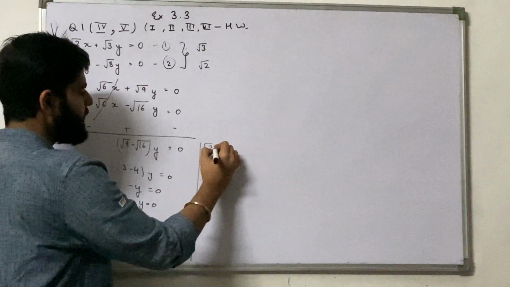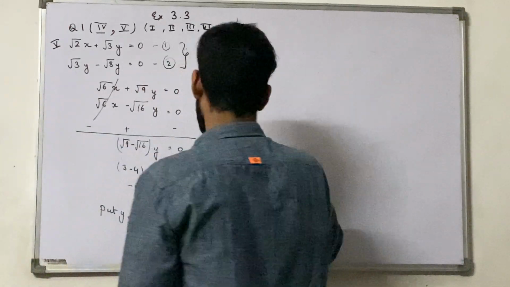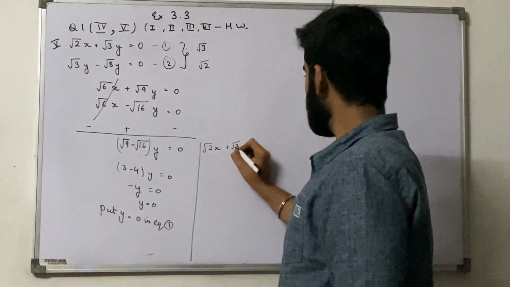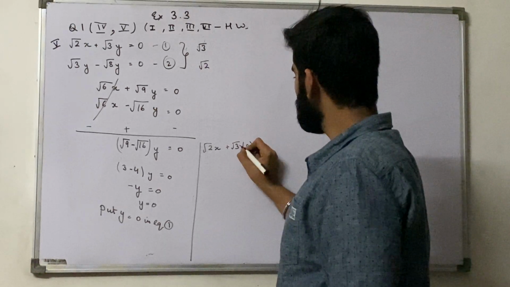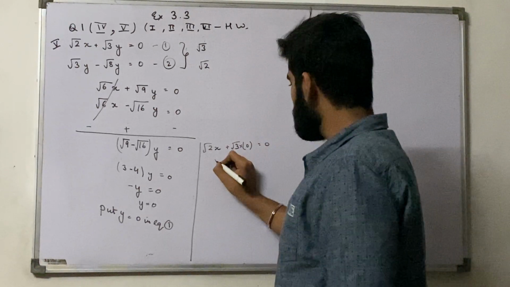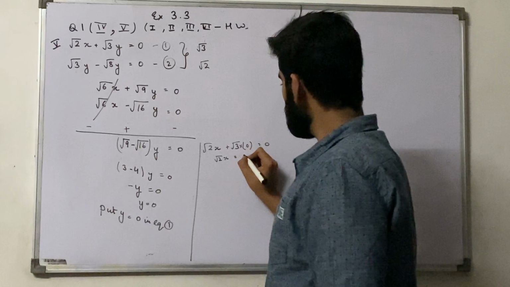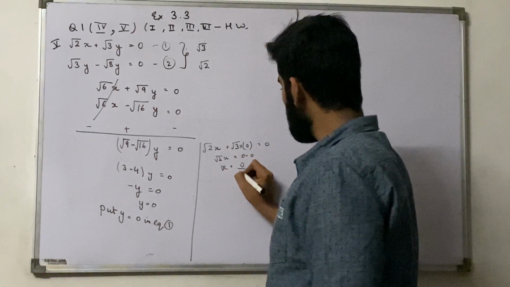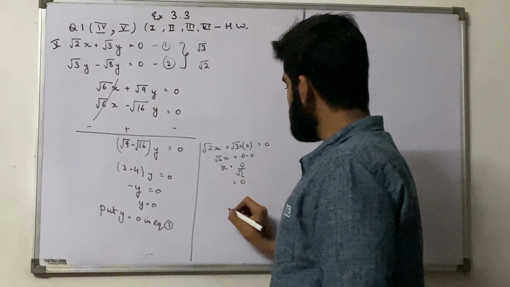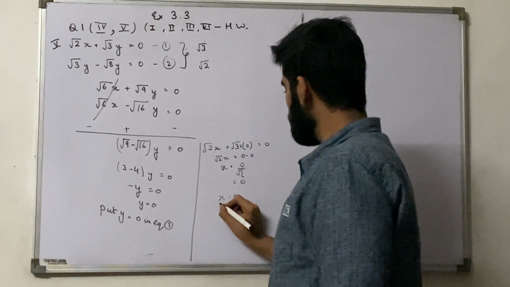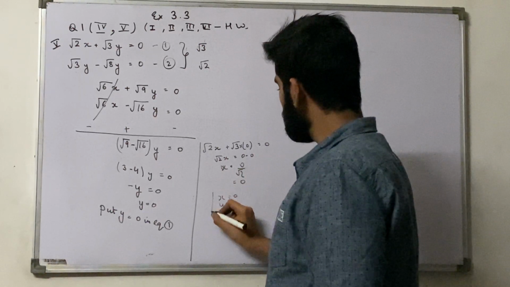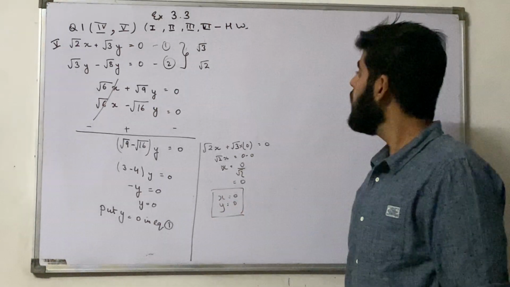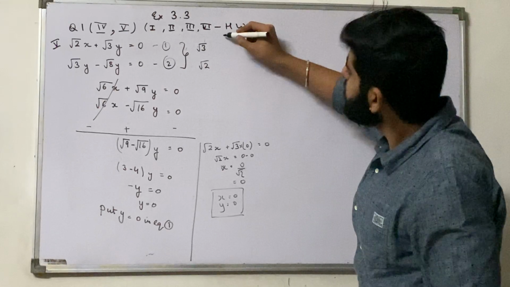Under root 2x plus under root 3 into y, which is 0, is equal to 0. Therefore under root 2x is equal to 0 minus 0. Therefore x is equal to 0 upon under root 2. This comes out to be 0. Hence x is equal to 0, y is also equal to 0. With this we are done with the question.